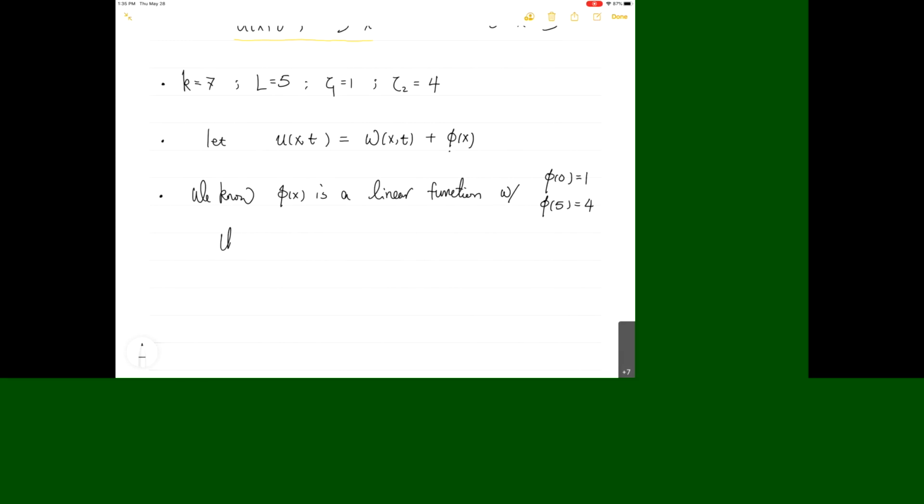So now we can write out the formula for phi(x). So phi(x) then equals what? (tau 2 minus tau 1) divided by L, times x, plus tau 1.